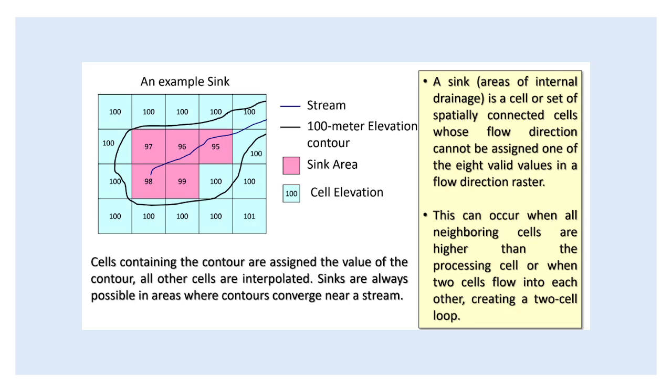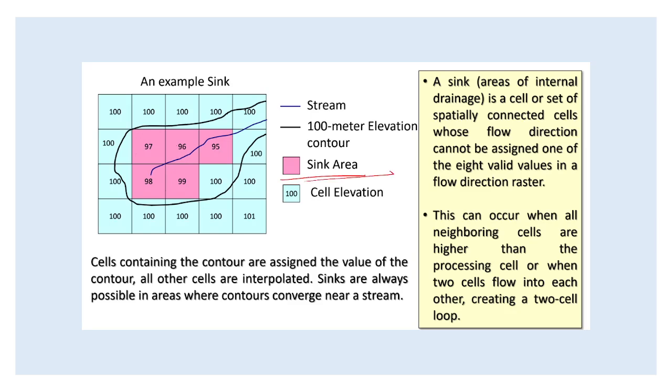So here, okay, we have a good example of a sink. This blue color is a stream, and this black one is a 100-meter elevation contour. So this depicts that it is at a 100-meter elevation. The surrounding region is all 100-meter, and then here you have 95, 97, 96, 98, 99, all those things. So this is a sink area.